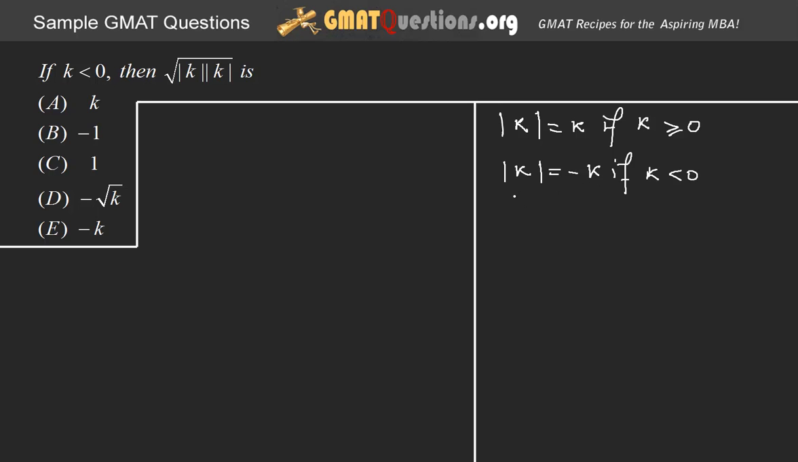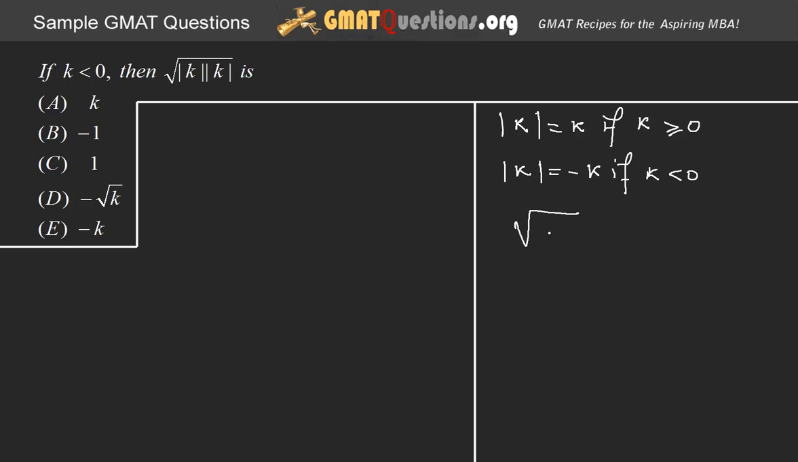Remember that the absolute value of any entity is positive or 0. It's like a distance. It's never negative. So once again, negative k here is not a negative number. It's actually a positive number. Once you know this definition of absolute value, we're going to use that to solve the question. I must remind you also of another thing here that is important.